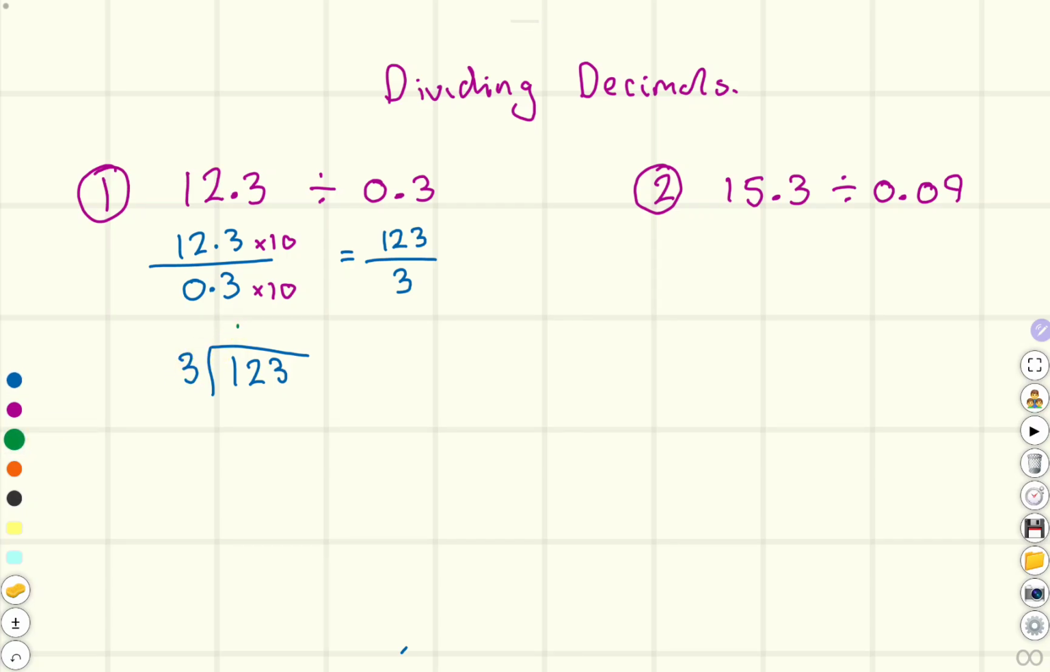3 into 1 does not go. So I do 3 into 12. There is no remainder, so it's 3 into 3, and that is 1. So my answer is 41. And remember, I don't need to put any decimal places back in like I do with multiplying decimals, because I made an equivalent fraction. I don't need to do any altering.